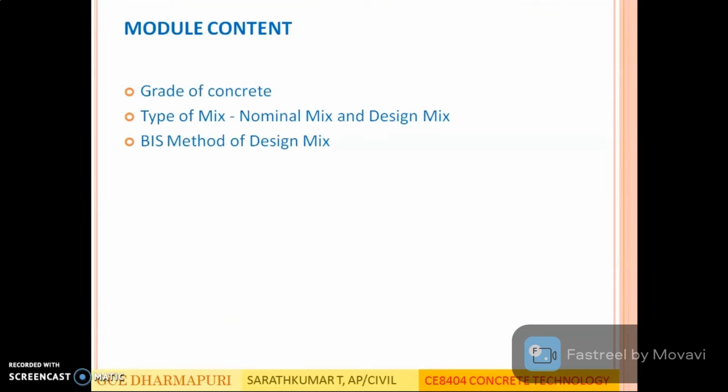So in this module, we will be seeing grade of concrete, type of mix, nominal mix and design mix, Bureau of Indian Standards method of design mix.